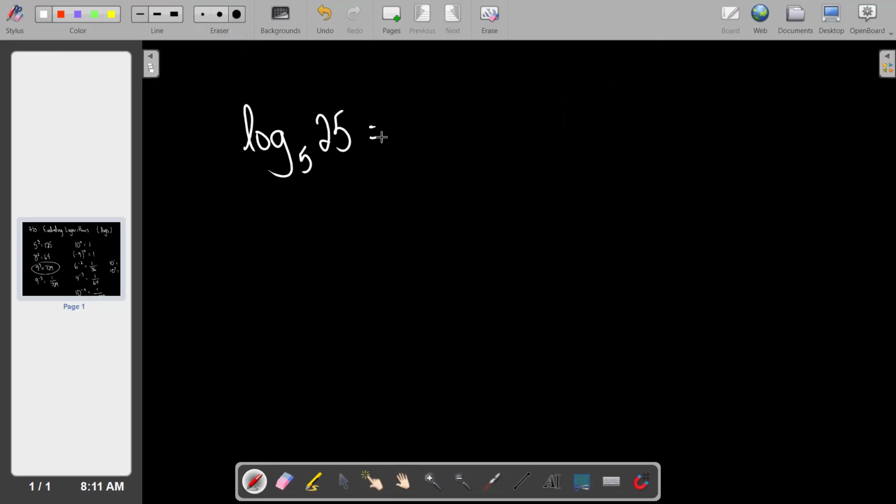It's a math problem now, okay? It's not going to be an equation. I'm not going to complete the puzzle for you. What is log base 5 of 25? The correct answer is 2.